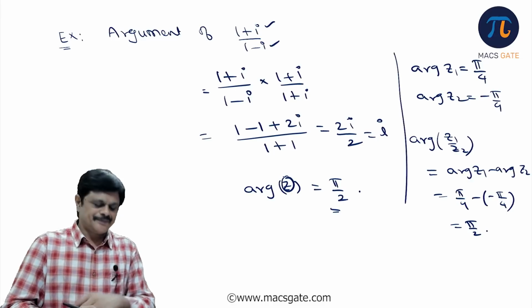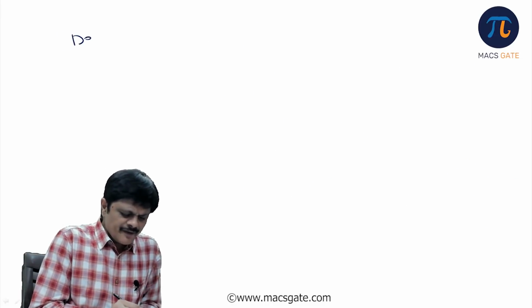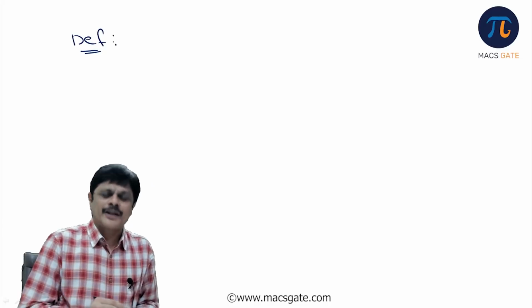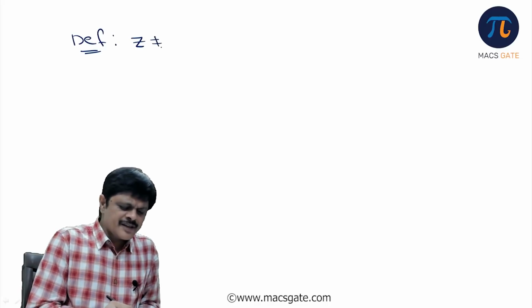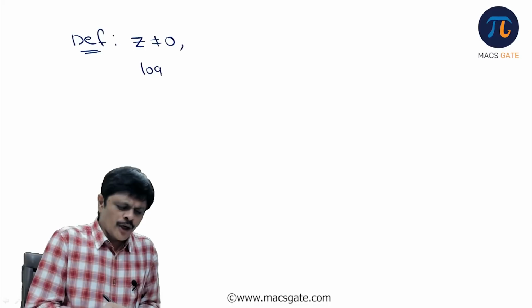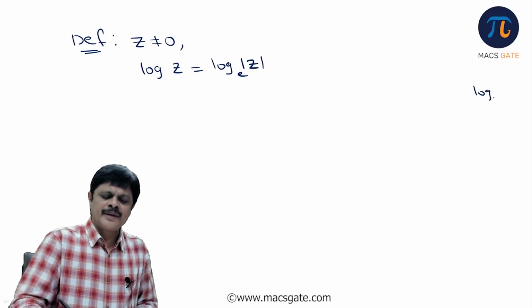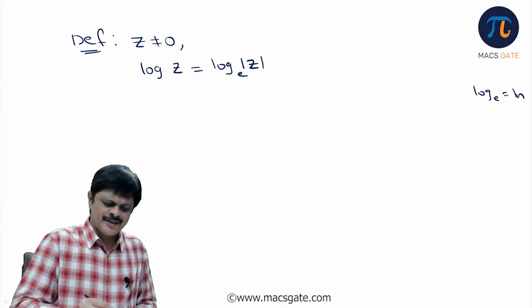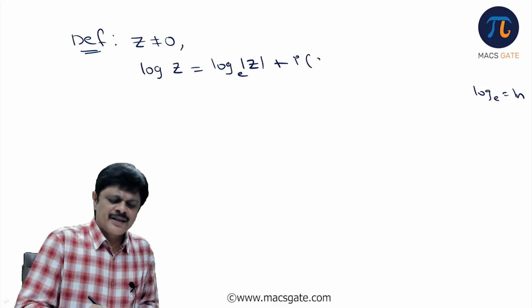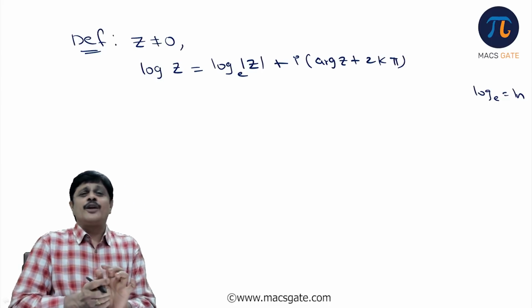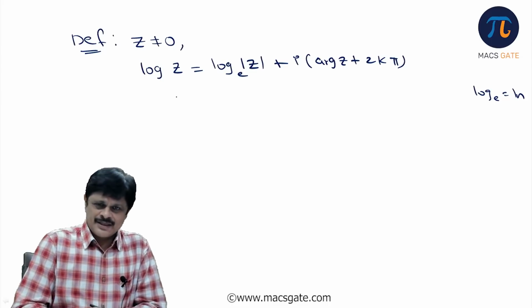Is the idea clear? Let us see one interesting definition of logarithm. Of course, this is defined for Z not equal to 0. The logarithm of a complex number Z is defined as log mod Z to the base E, which can also be written as natural logarithm ln, plus I times argument of Z plus 2k pi. So this is a definition for logarithm of a complex number.